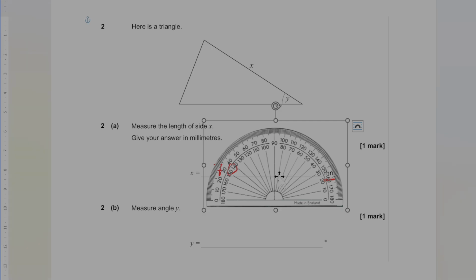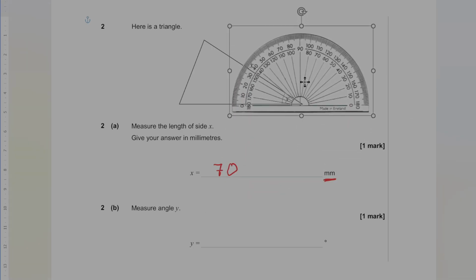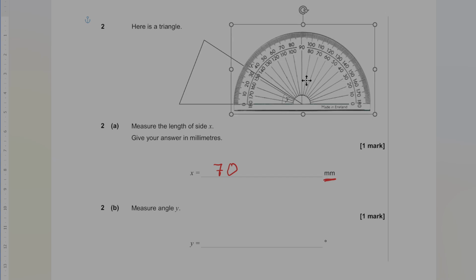Okay, so I'm going to place the center of my protractor on the end of the angle, and then I'm going to measure it. So for me, that's looking like 32 degrees. If I'm looking just here, we're looking at 32 degrees.